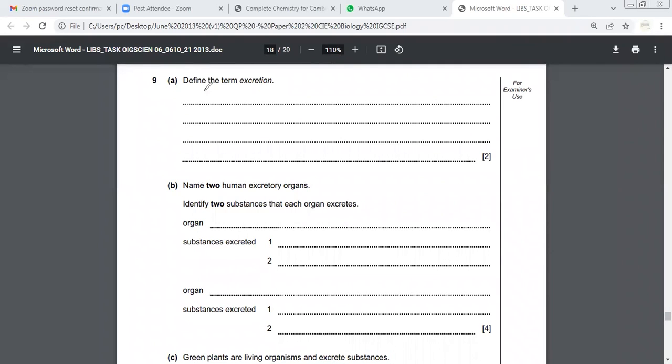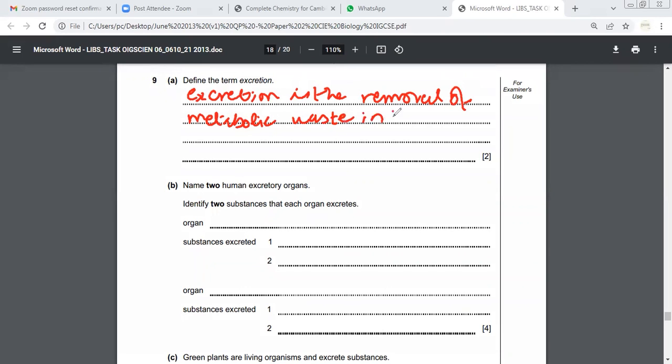Okay. Define the term excretion. Excretion is the removal of metabolic waste in the form of urea, uric acid, and carbon dioxide.